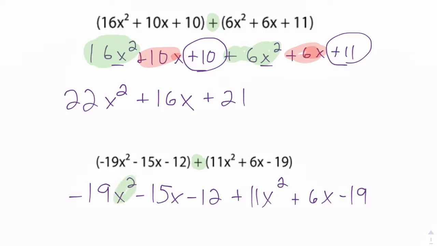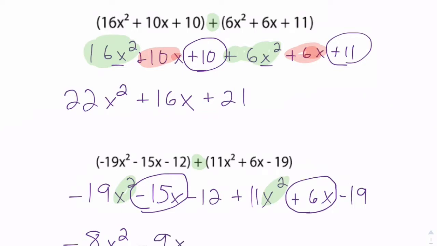I want to look to see if I have any other x squares, so I scan from left to right here, and I have another x squared. So negative 19x squared and positive 11, negative 19 plus 11 gives us negative 8x squared. Okay, and I have negative 15x plus 6x. I'm going to again combine their coefficients, so negative 15 plus 6 is negative 9x.